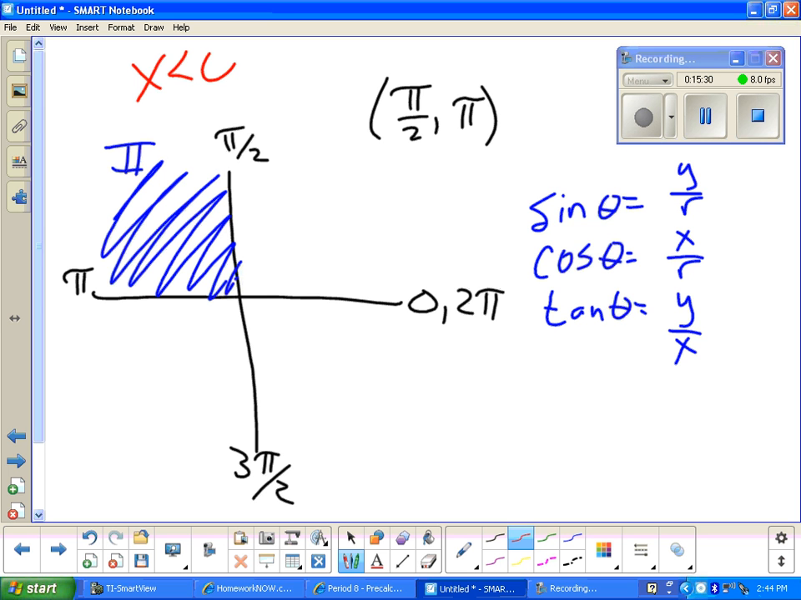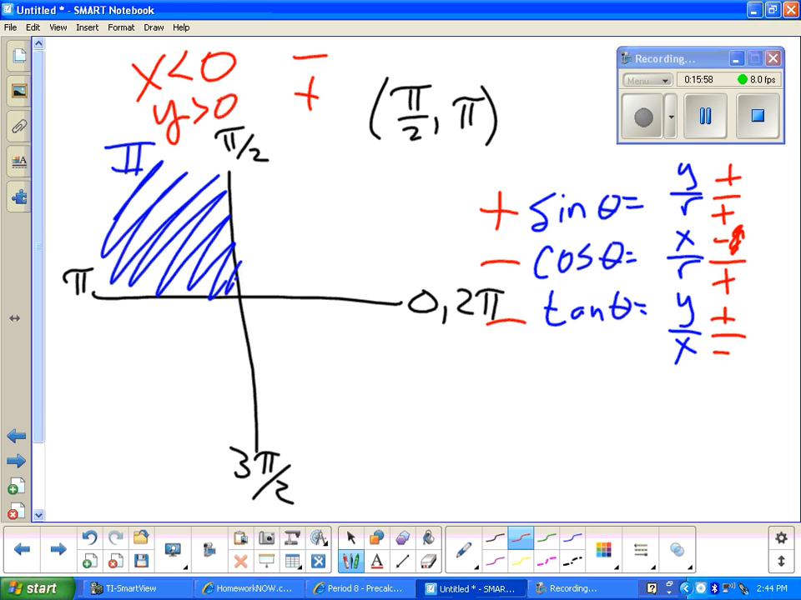X is less than 0, so that means negative. Y is greater than 0, so that means positive. So if you start to evaluate these, you get positive over positive, which means the answer is positive. Negative over positive, which is negative. And positive divided by negative, which is negative. So that's your answer. Okay.